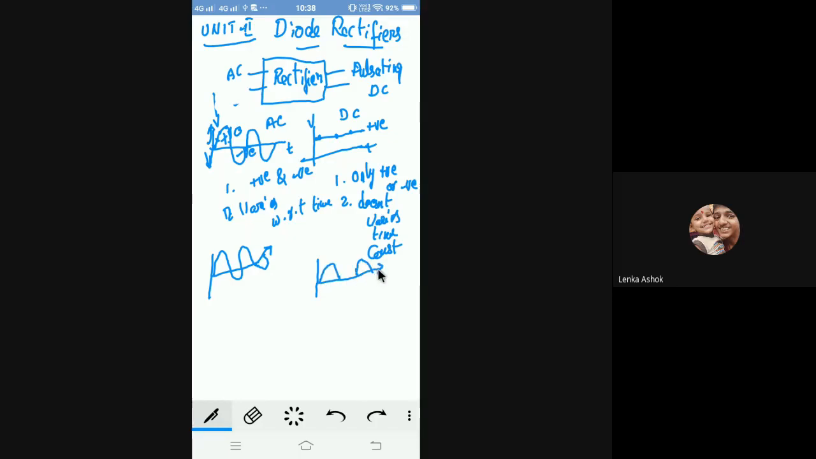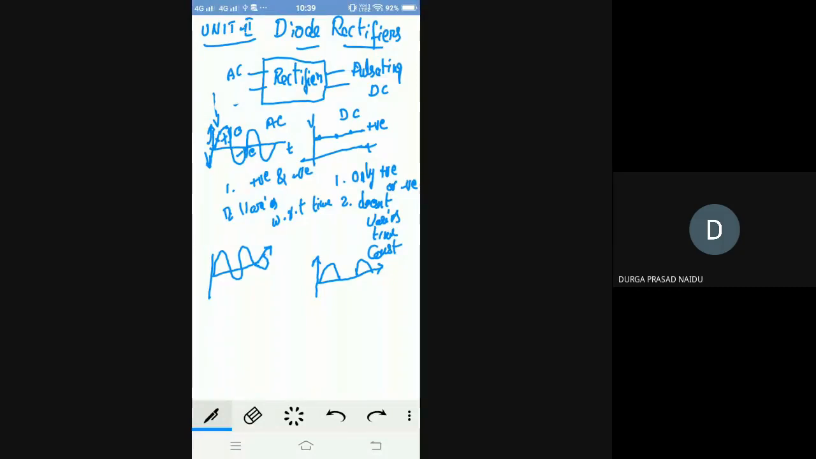Is it an AC signal or a DC signal? AC signal. How can you say it is an AC signal? In this signal, do any negative values exist? No, sir. There are no negative values existing in this signal. So how can you say it is an AC signal? Sir, but the amplitude is changing with respect to time.